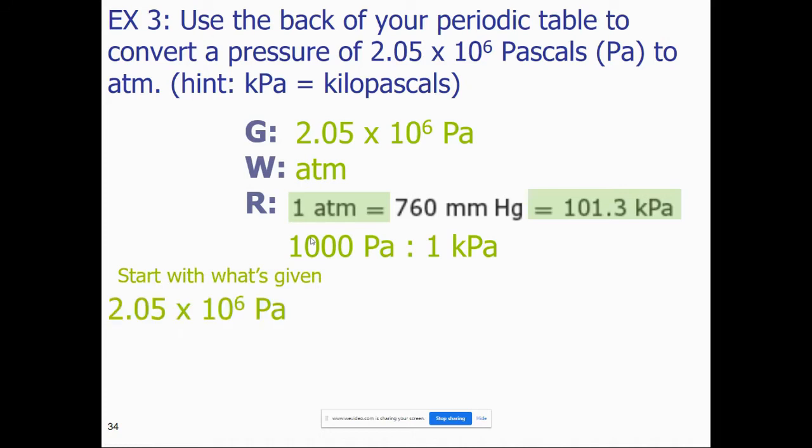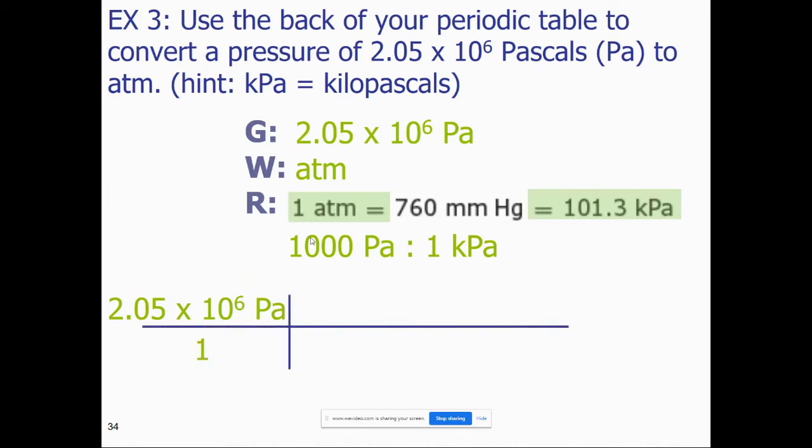So let's do this problem. Let's start with what's given: 2.05 times 10 to the 6 pascals. Put that over 1. We want pascals to cancel out. Well, we can use this guy. Put the 1,000 pascals on the bottom, so that cancels out, and you're left with kilopascals on top. So pascals have canceled out.